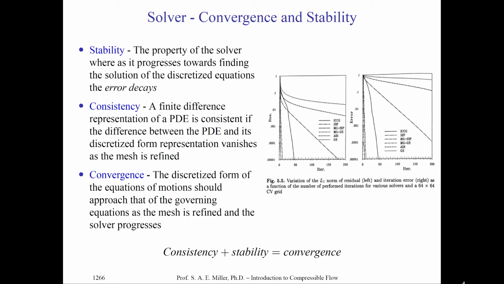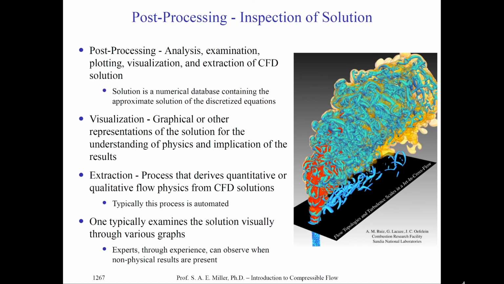Observations of the computational grid and the solution being independent of the computational grid, along with visual inspection of the solution, will be required to see if we have a solution. After we find a solution and believe that it's converged, we can then post-process the results. Post-processing involves analysis, the examination, plotting, visualization, and extraction of the CFD solution.